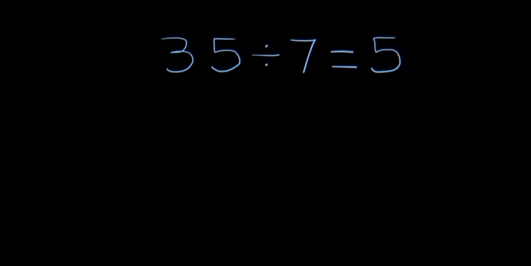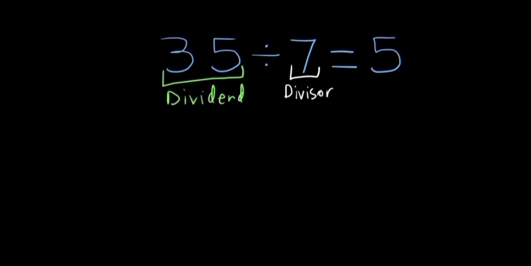In division, the number that is being divided is called a dividend. And the number that we are dividing by is called a divisor. And the answer to a division problem is called a quotient.